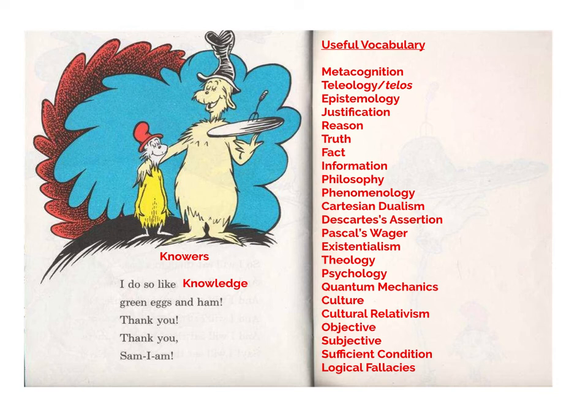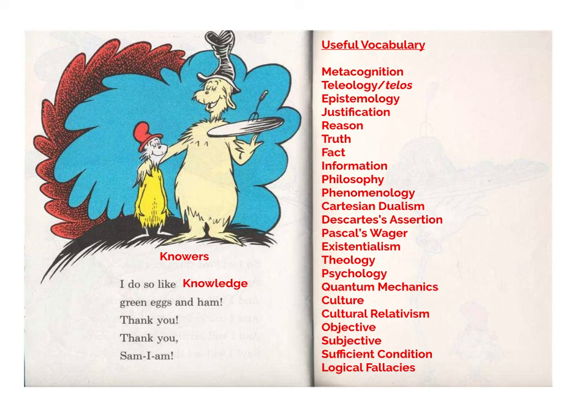Metacognition, which is a fancy way of saying thinking about thinking. Teleology, the telos of something. That will come in our studies tomorrow with Plato and a platypus. Epistemology, justification, we've already touched on. Reason, truth, fact, information. Truth, fact, and information are sometimes used interchangeably, but they have nuances, subtle shades of differentiation that will be important for us.